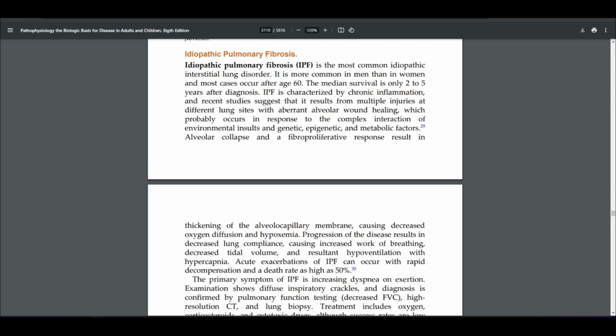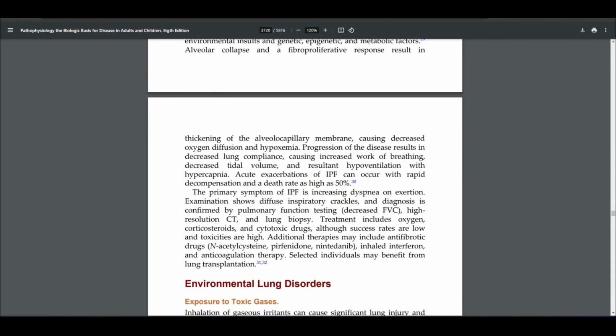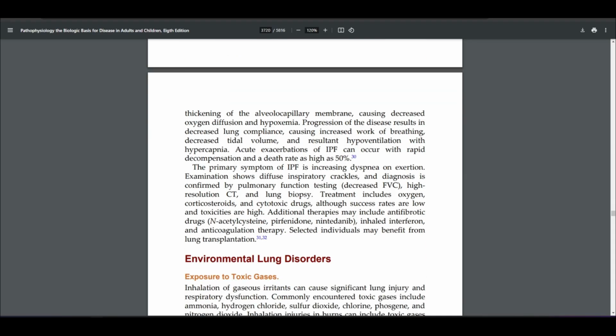Alveolar collapse and any fibroproliferative response results in thickening of the alveolar capillary membrane, causing decreased oxygen diffusion and hypoxemia. Progression of the disease results in decreased lung compliance, causing increased work of breathing, decreased tidal volume, and resultant hypoventilation with hypercapnia. Acute exacerbations of IPF can occur with rapid decompensation and a death rate as high as 50%.